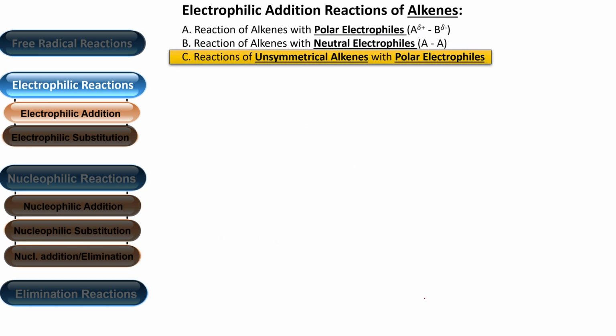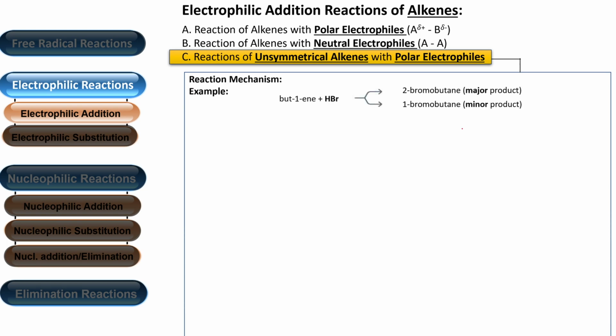Now let's move on to our final reaction, which is the reaction of unsymmetrical alkenes with polar electrophiles. So far we have talked about alkenes which are symmetrical, but if you have unsymmetrical alkenes, they will behave differently. Let's have a look at an example. This time we have but-1-ene, and it's going to react with hydrogen bromide. This time we're not getting one product, we're getting two different products. One of them will be in greater quantity and will be called the major product, while the other one is called the minor product. For example, in this case we will get 2-bromobutane, which will be the major product, while 1-bromobutane will be the minor product.